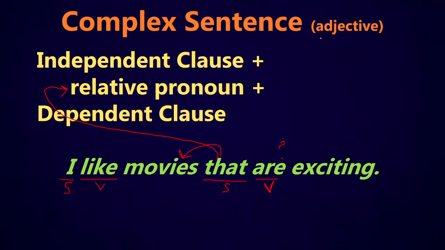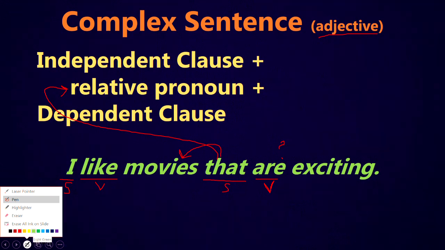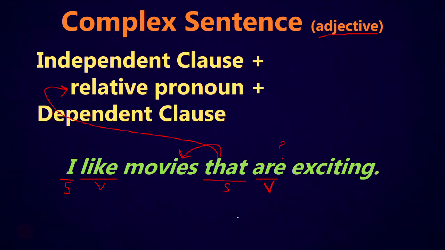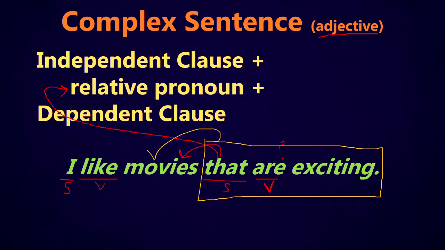So we call this an adjective complex sentence because this information here is describing this noun, because an adjective describes a noun. So in complex sentences that are adjective clauses, the information in the clause is describing some noun in the sentence.